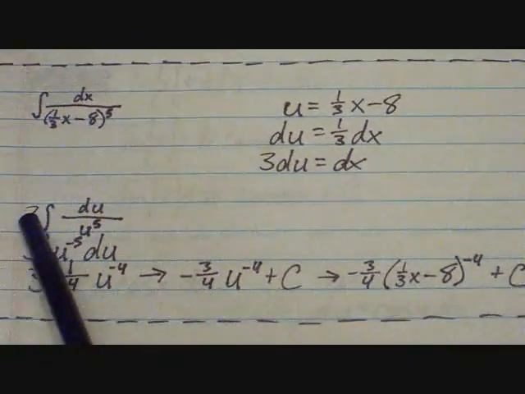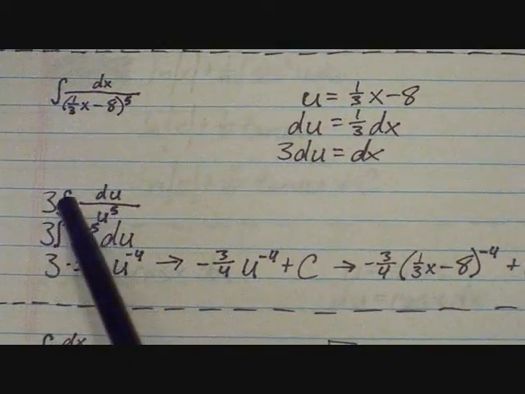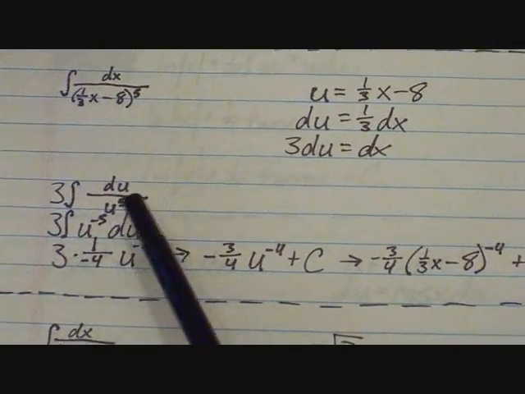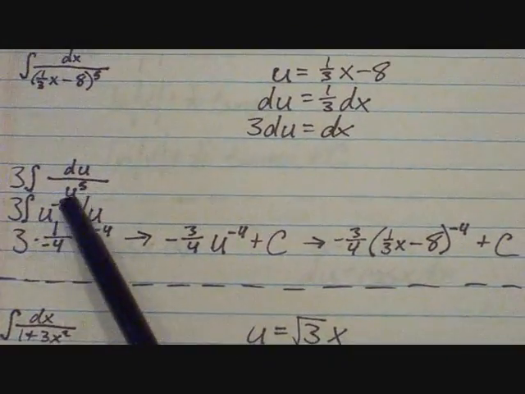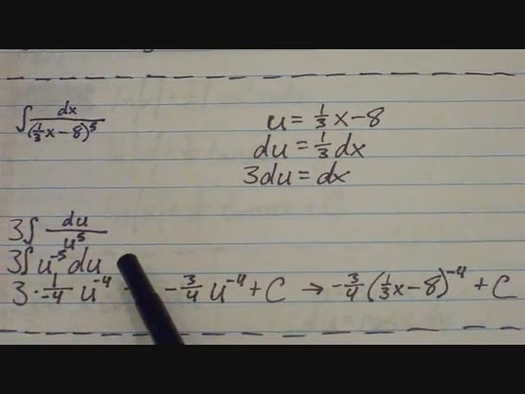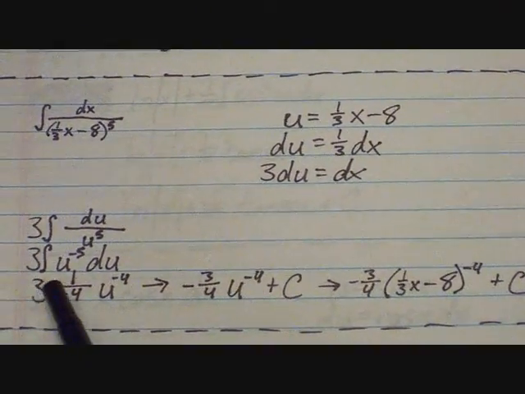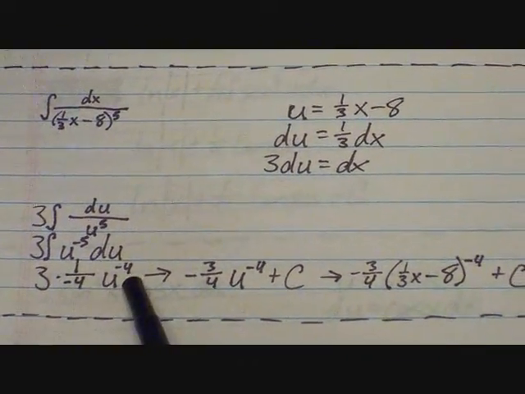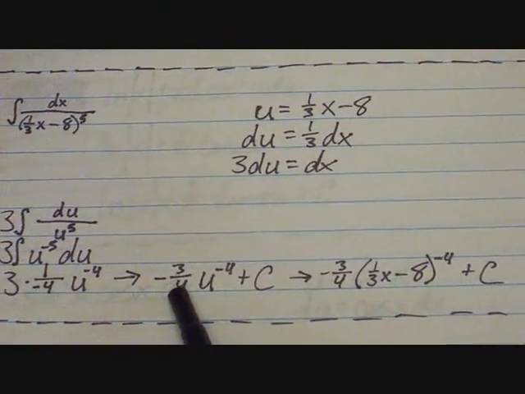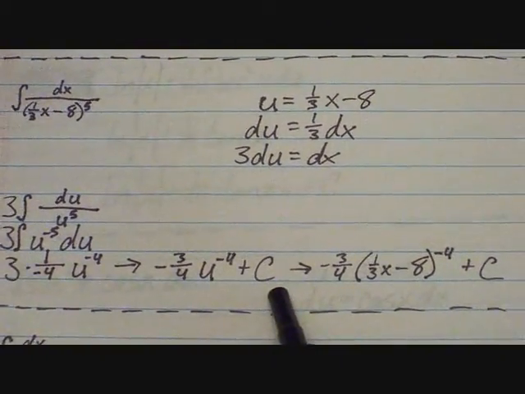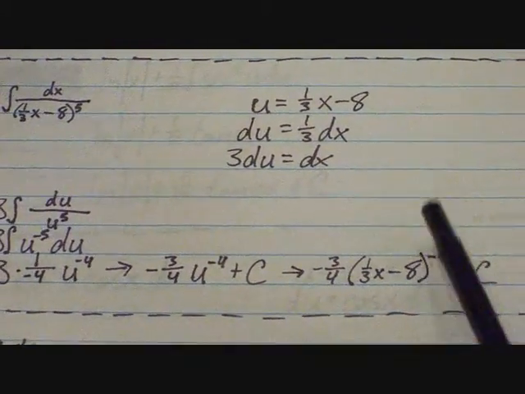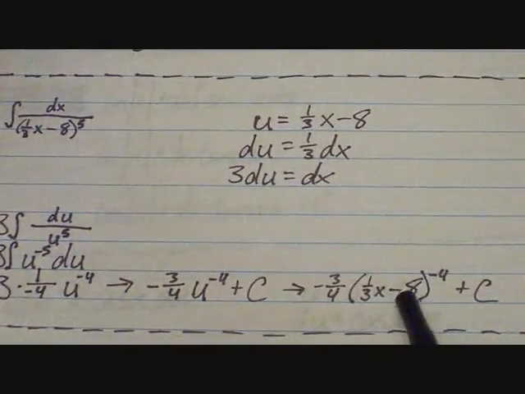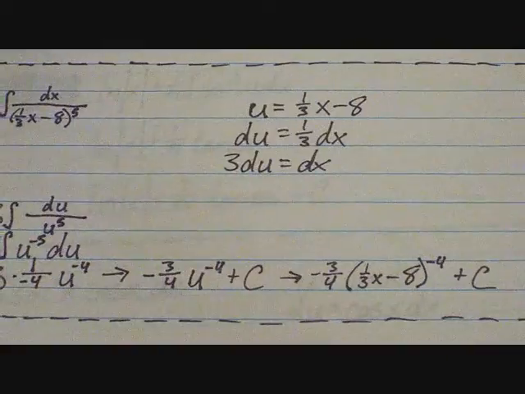This all gives us 3, since we pulled that through the integral, 3 integral of du over u to the 5th. That becomes 3 integral u to the negative 5 du, which can simplify down to 3 times negative 1/4 u to the negative 4, which then becomes negative 3/4 u to the negative 4 plus c, which finally, putting u back in, gives us negative 3/4 of (1/3 x minus 8) to the negative 4th plus c.